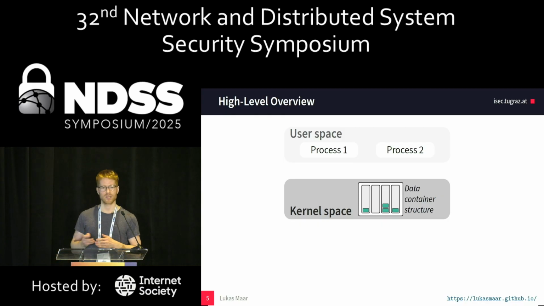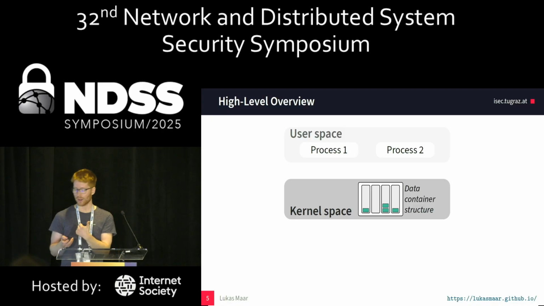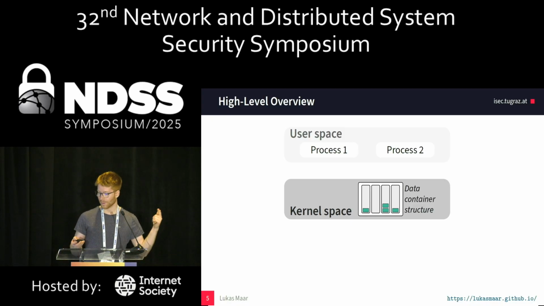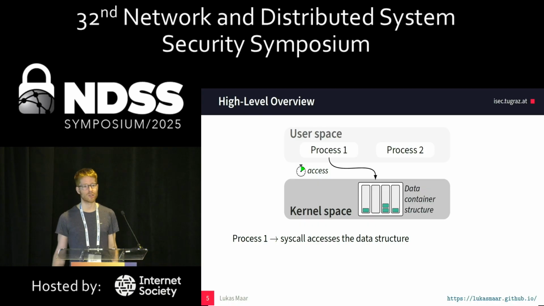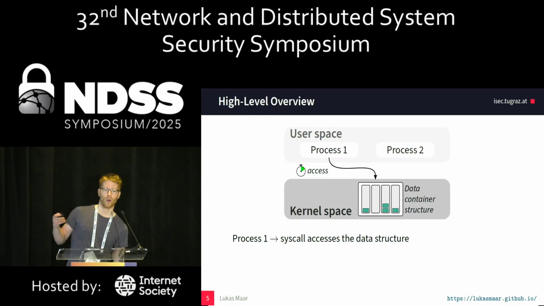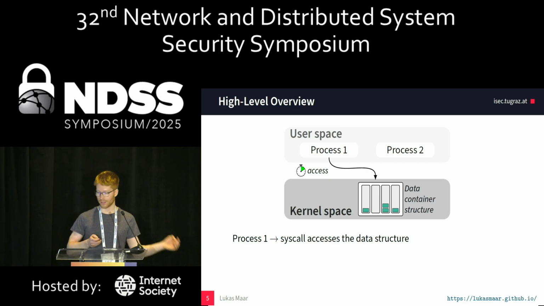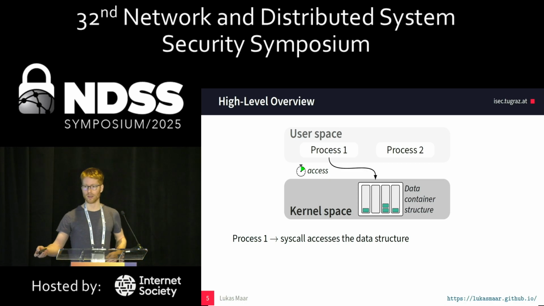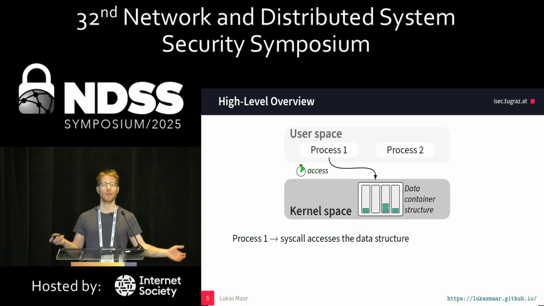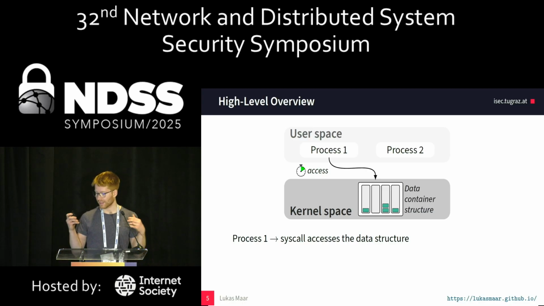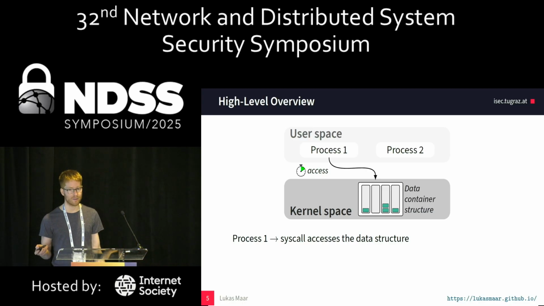This slide shows the high-level overview of KernelSnitch. We have 2 user processes and 1 kernel data structure. And let's assume process 1 performs a syscall, which internally accesses a kernel data structure. In our case, the hash bucket is empty. So by measuring the syscall, the access timing will be notably fast.